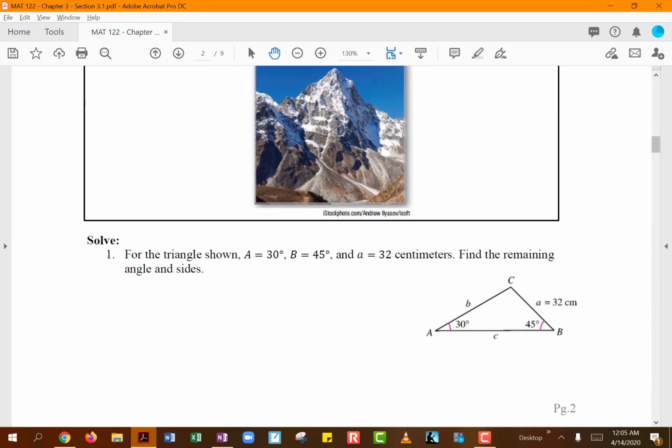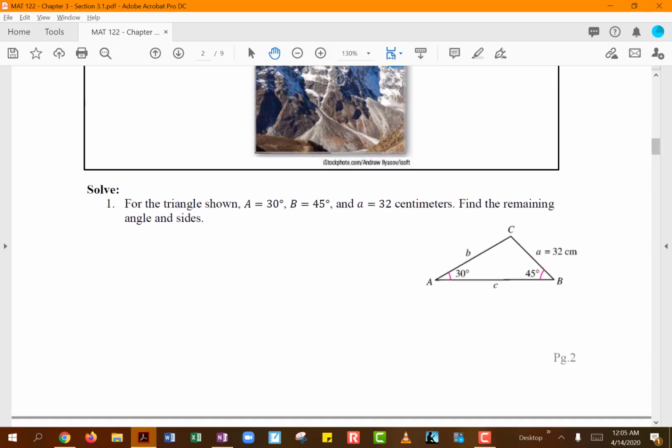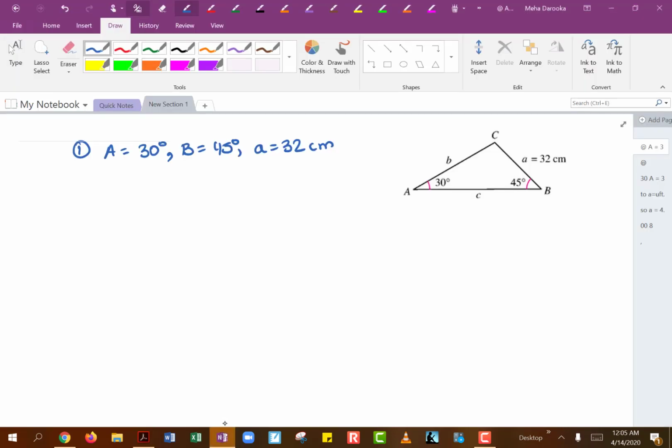All right, guys, so our example 1 here is again giving us two angles and one side, and they're asking us to find the remaining angle and the remaining sides. So let's go ahead and take a look at this example over here. Obviously you can see we are given angles A and B, which means we need to find angle C.